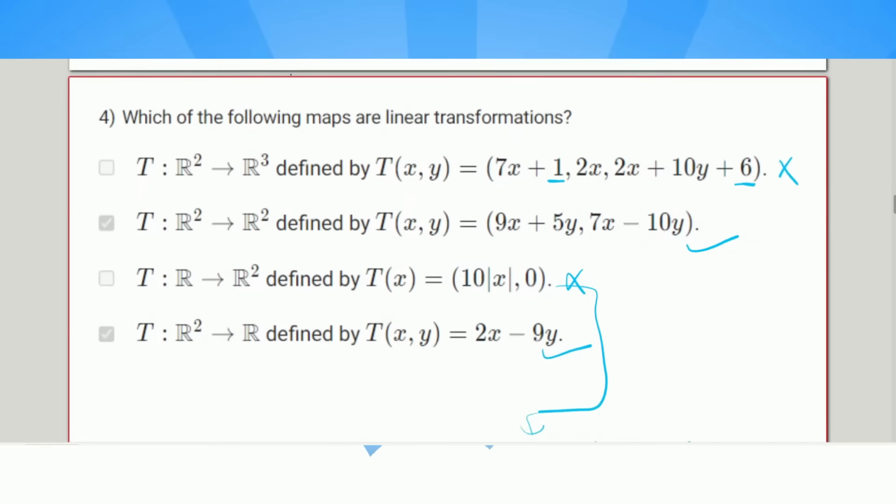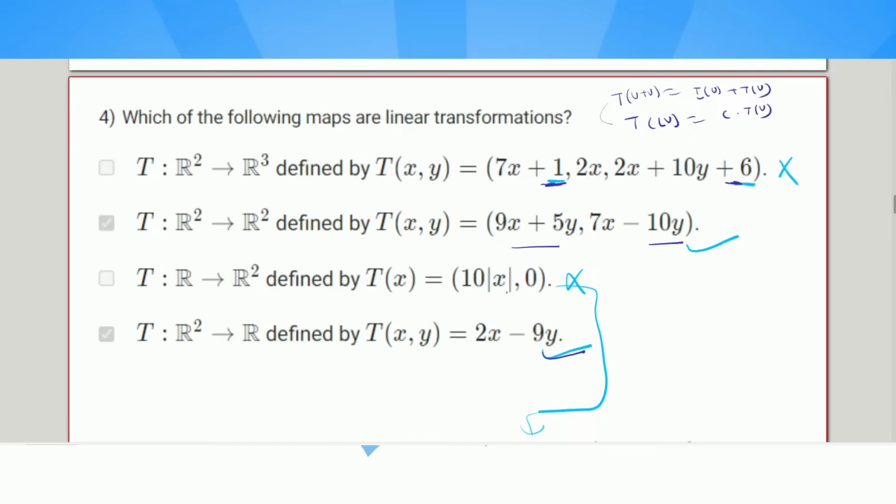Come to the next question. Which of the following maps are linear transformations? A linear transformation has two properties, which I have explained earlier: T(u plus v) is equal to T(u) plus T(v), and T(cv) is equal to c times T(v). The first has constant terms, so it will not fulfill the properties, so it is not a linear transformation. The second one, 9x plus 5y, 7x minus y, can be a linear transformation. For further clarification we have to check the two properties, but at first glance it is linear. The last one is also a linear transformation.